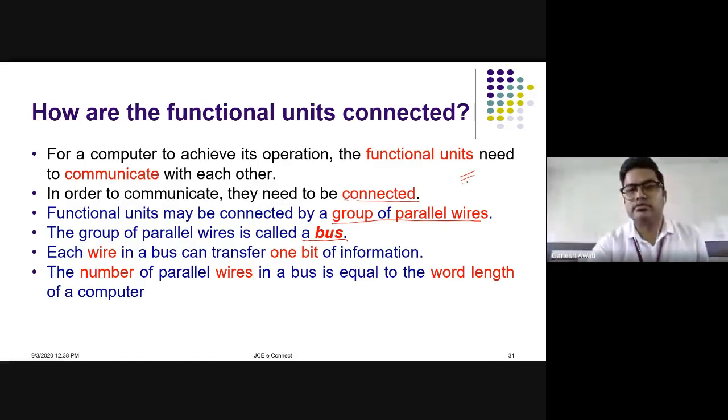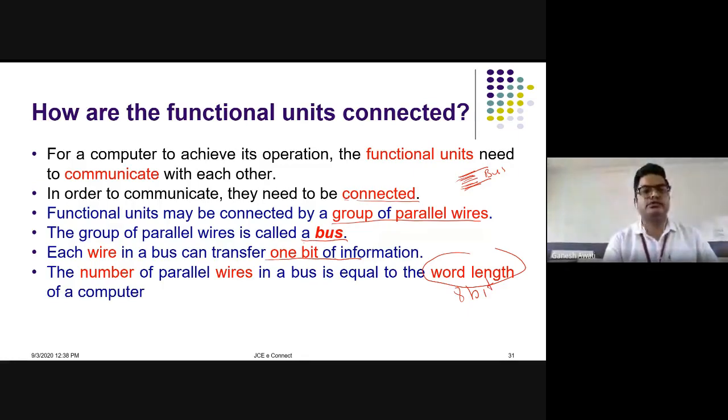A group of parallel wires. So this together is a bus. We are calling it a single bus. Each wire in the bus can transfer 1 bit of information. As we said, computers understand zeros and ones, so one wire will transmit only 1 bit of information at a time. The number of parallel wires in the bus is equal to the word length of the computer. So if it has 8 wires, the word length will be 8 bit. If it is 16, then it is 16 bit.